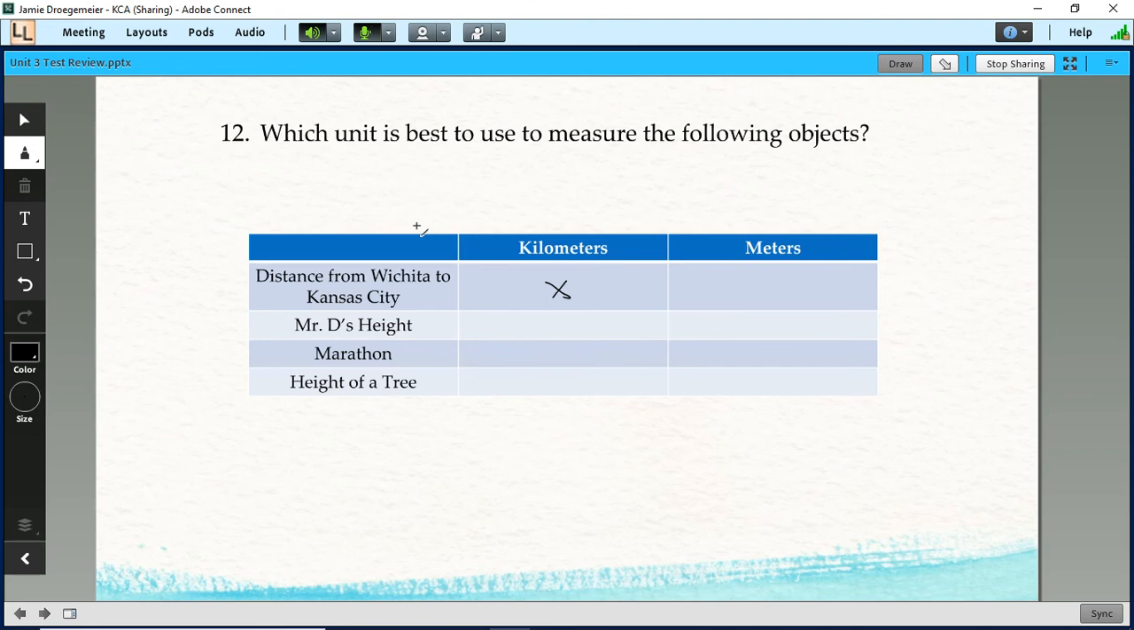All right, my height. When we measure height, we're using feet and inches. Metric system, we're going to use meters. Kilometers is going to be too large of a measure to use. Meters is going to be the one that would be best here. A marathon, when we're measuring long distance running, again, a long distance, kilometers is what we're looking at there. And then the height of a tree, kilometers, that's going to be too large of a measure. Meters would be a better unit there. So just thinking about reasonable units of measure for those.